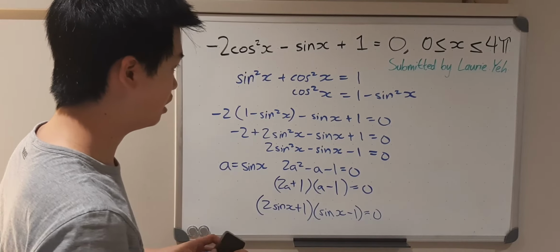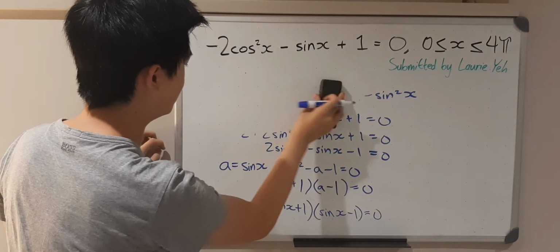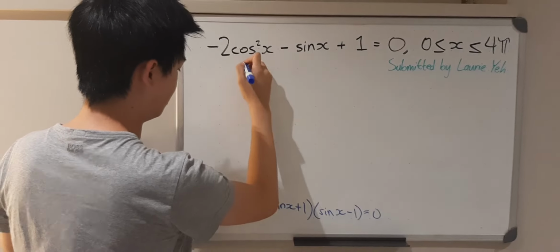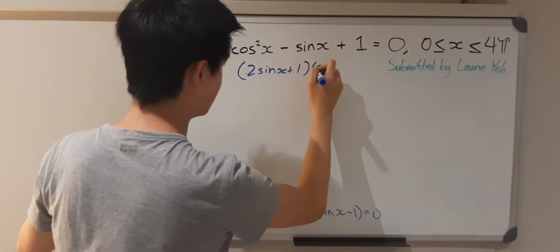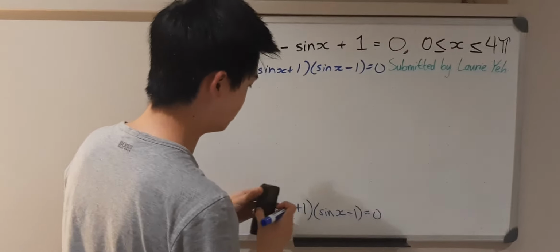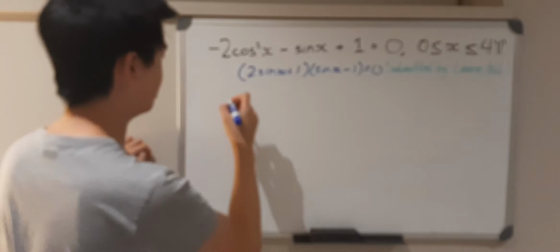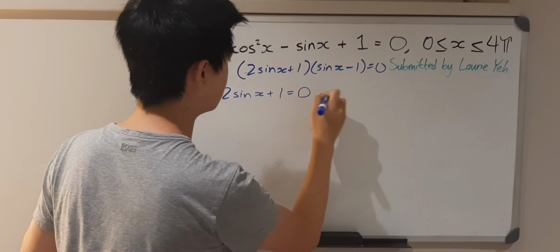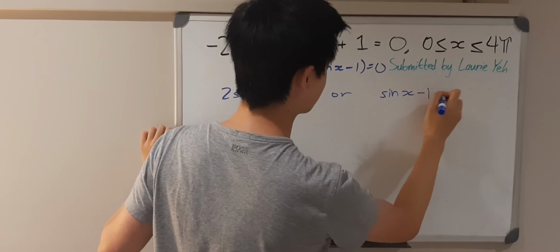Okay, so now I'll erase all of this and write this up here. 2 sine x plus 1 and sine x minus 1, that's equal to 0. Okay, so we can apply the zero product rule. Therefore, 2 sine x plus 1 equals 0, or sine x minus 1 equals 0.